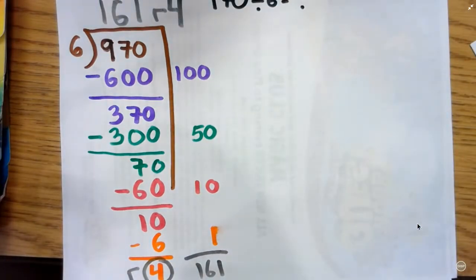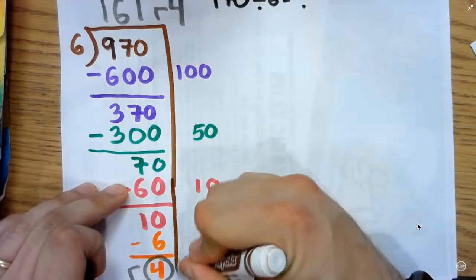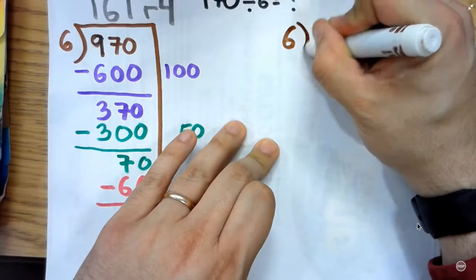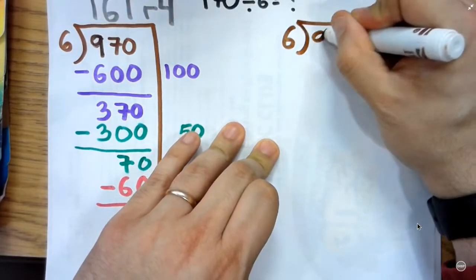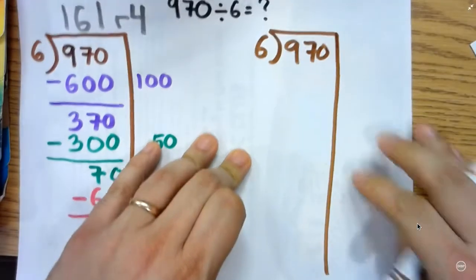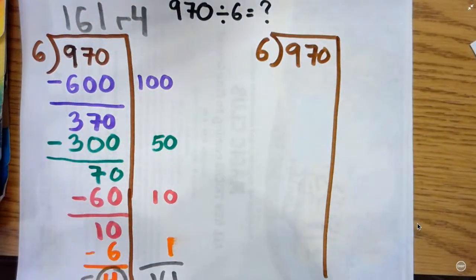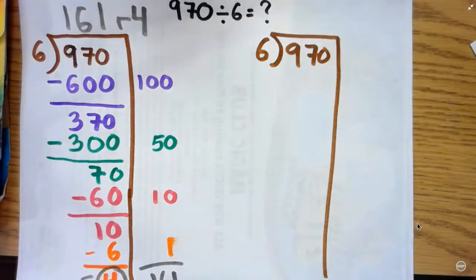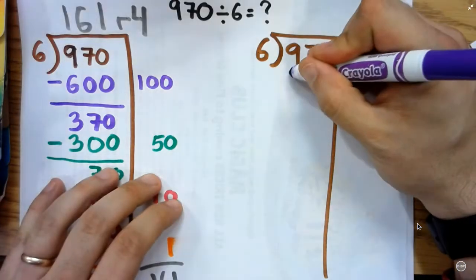Now let's do the same problem, but just show that we can use a different strategy for being able to solve this. All right, so let's do, again, 6 into 970. Make sure we have plenty of room here. So maybe this time, you know what? Everyone thinks about numbers a little bit differently. So I'm going to take out 300 for right now, because why not?